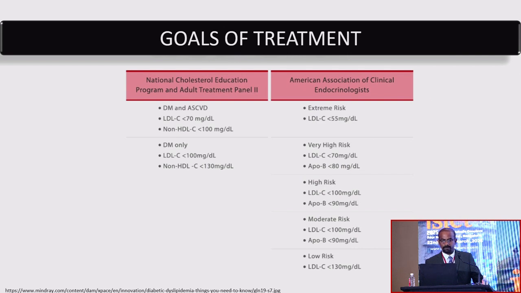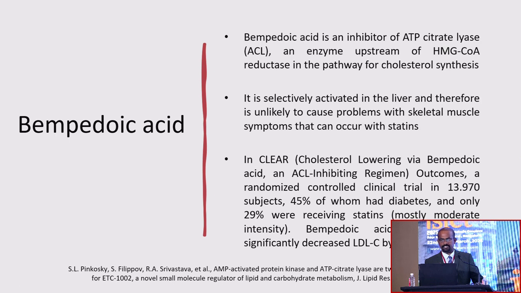The goals of treatment, as I said, these are the guidelines which say LDL should be less than 70, non-HDL cholesterol should be less than 100. The American Association of Clinical Endocrinology says that for extreme risk, it should be less than 55. For very high risk, it should be less than 70, and ApoB should be less than 80. If possible, do ApoB.